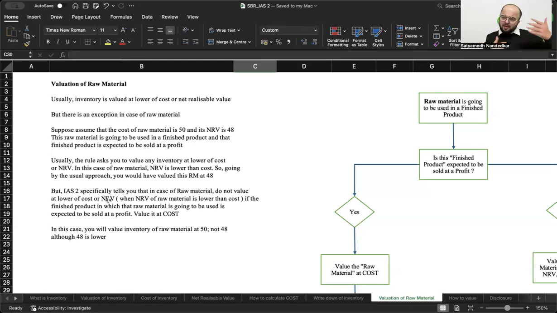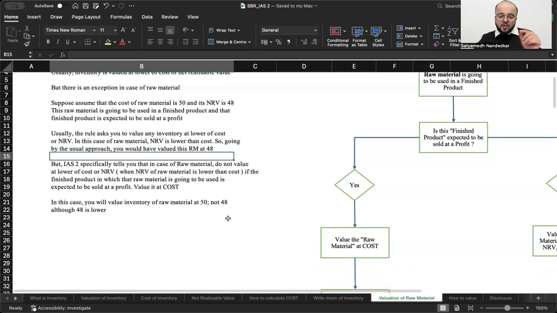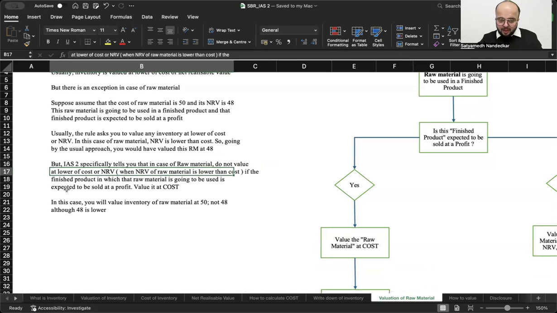The raw material, of course, will be used in making a finished product, and that finished product is expected to be sold at a profit. Usually, the rule asks you to value any inventory at lower of cost or NRV. In this case of raw material, NRV is 48, cost is 50, so NRV is lower than cost. So going by the usual approach, you would have valued the raw material at 48. But IAS 2 specifically tells you that in case of raw material, do not value at lower of cost or NRV if the finished product in which that raw material is going to be used is expected to be sold at a profit. In that case, value it at cost.